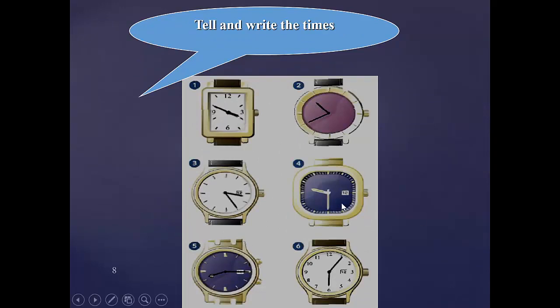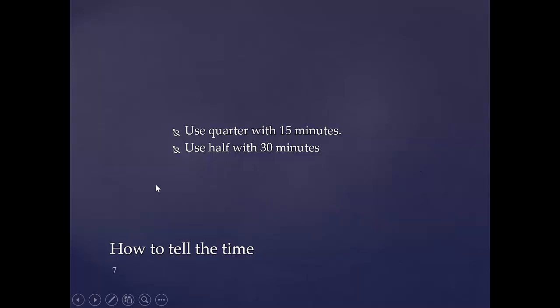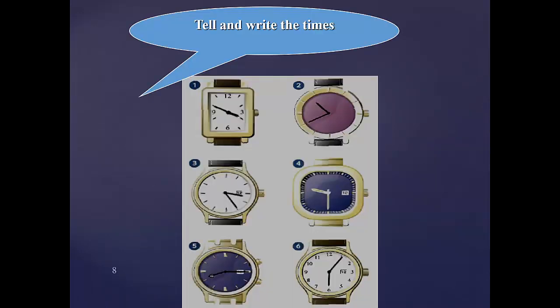Now let's go to number 4 here. Now, number 4 is 9:30. Okay? So I can say it's half past 9. Hence, you guys know I did not say 30. We remember when I said we use half? Use half with 30 minutes. Okay? So I'm gonna say half past 9. So half an hour past 9. So 9:30. Okay? And then we have 5.